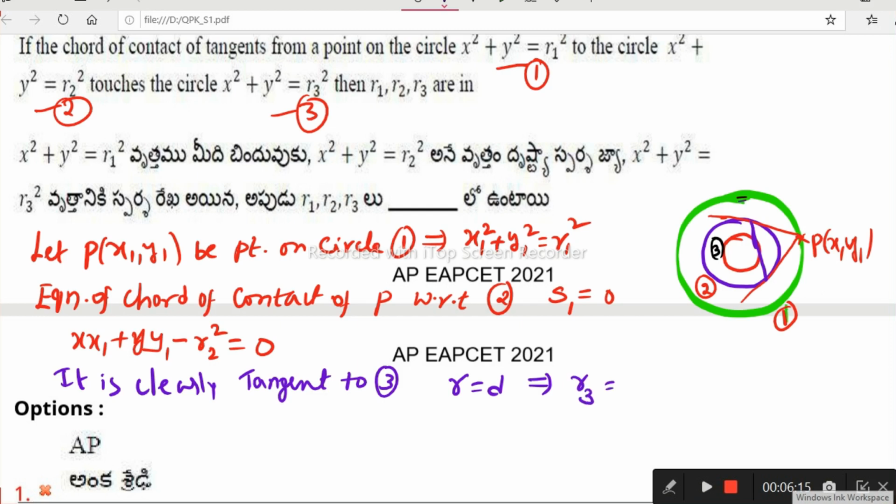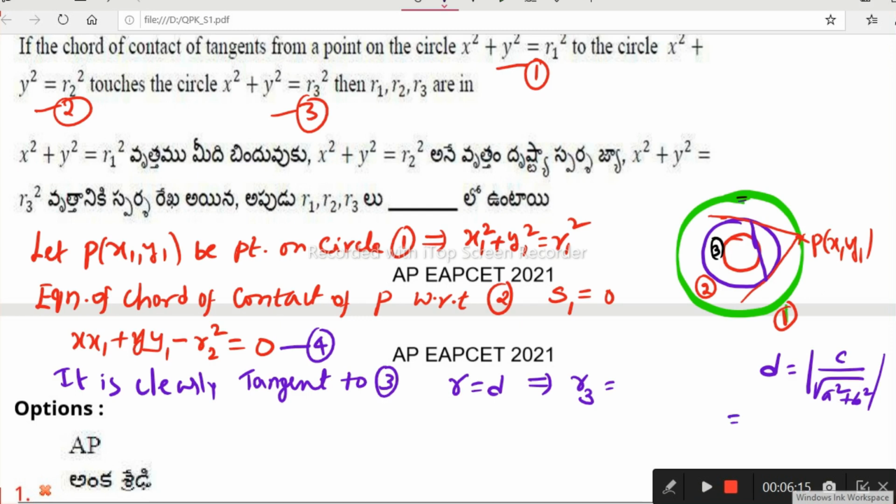D means the distance from the center. What is the center of the circle? All these circles have center (0, 0) only, no? The distance from the center to the line. The line is here; we can take this as equation 4. That is mod C by root over a square plus b square you can use, in the case of the distance from the origin (0, 0), the center here.